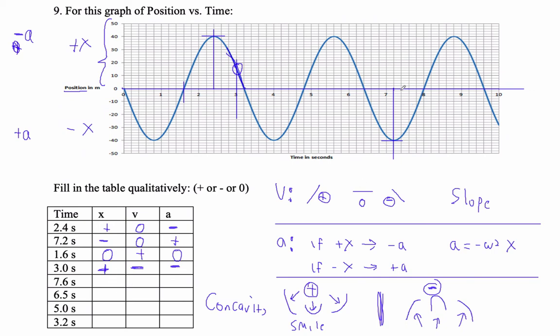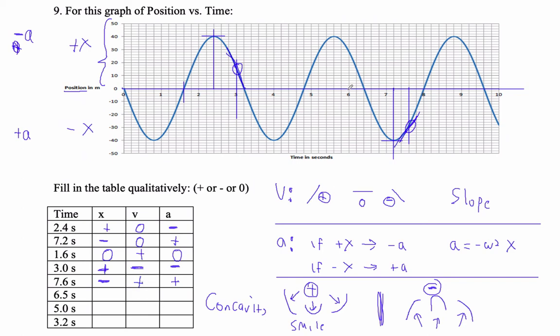Let's find 7.6. Let's find that guy. It's that little chunk right there. So our x is definitely negative, and therefore our acceleration is positive. This goes from zero and turns into a positive number. It's getting to be a bigger positive number. And then our velocity here, that's a positive velocity. It's right there.